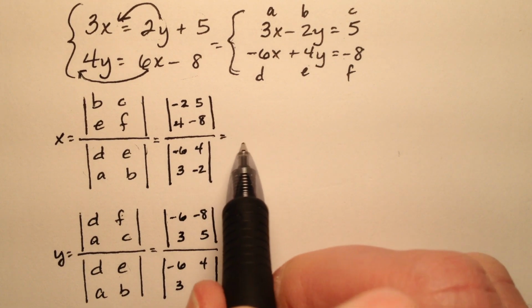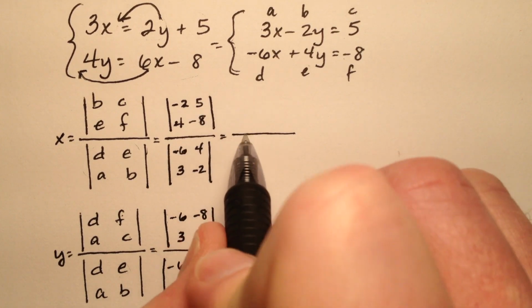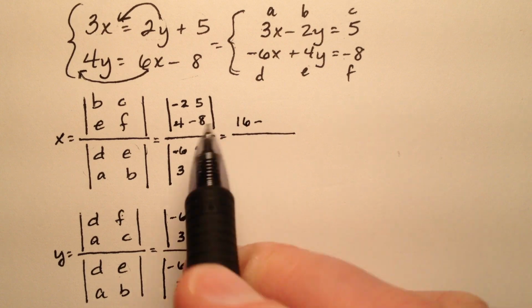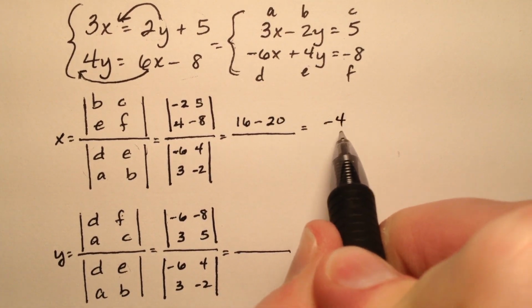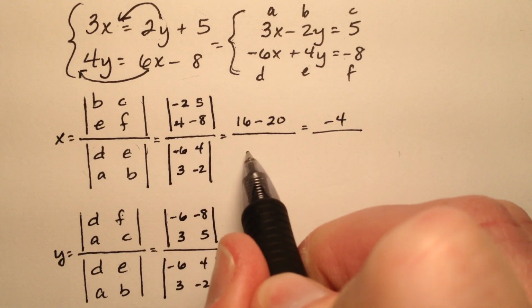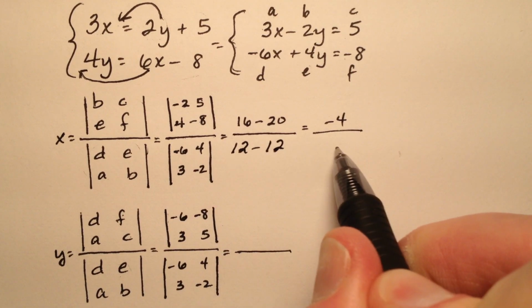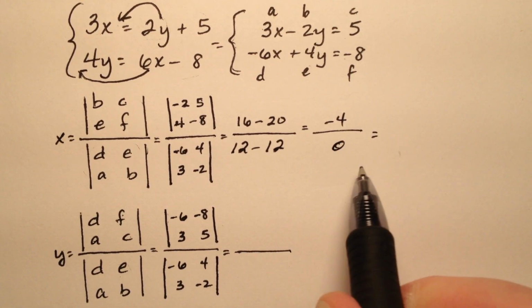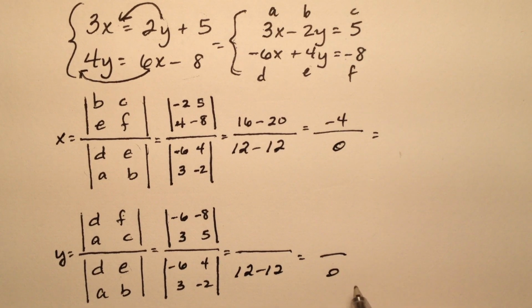Okay, so let's go ahead and start working these determinants. So negative 2 times negative 8 is 16 minus 4 times 5 is 20. So I have negative 4 on top. My bottom will be negative 6 times negative 2 is 12 minus 12. Oh, that's going to be 0. So my determinant of my coefficient matrix is 0.